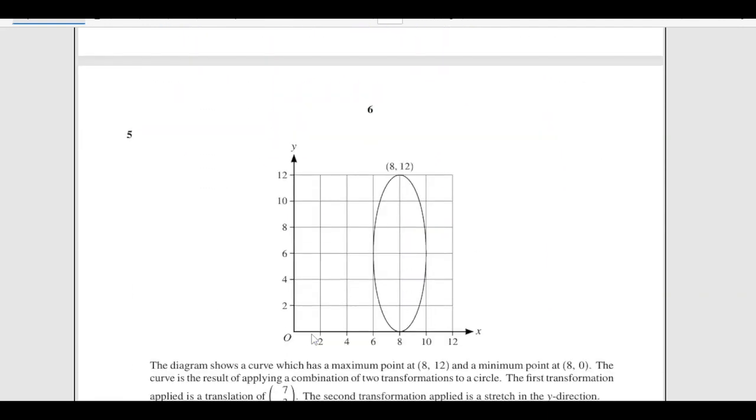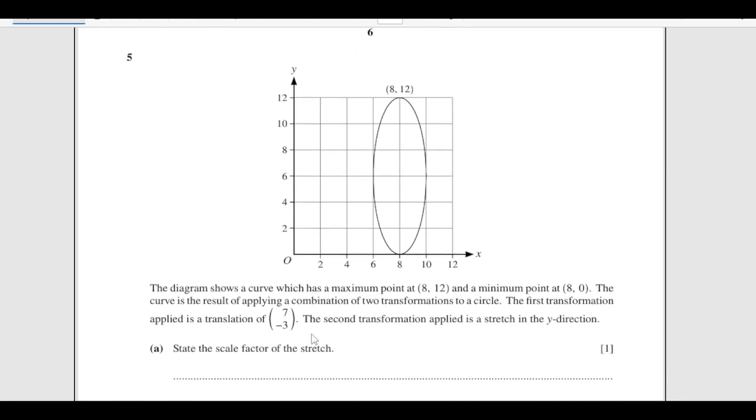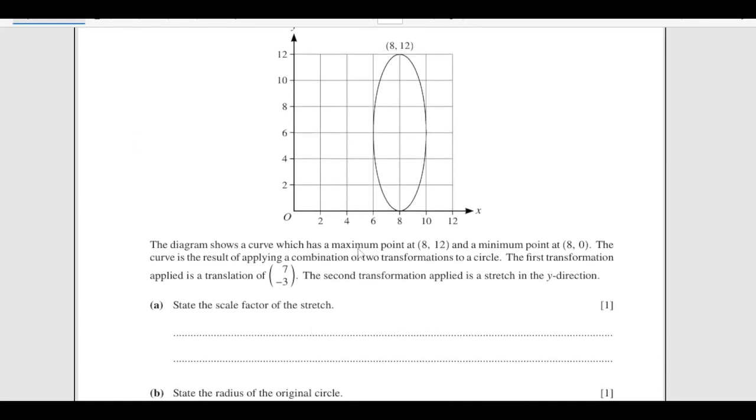Now next, question number 5, we have a question on transformations. The diagram shows a curve with the maximum point at (8, 12), this is the maximum point here, and the minimum point at (8, 0), which is here. The curve is the result of applying a combination of two transformations to a circle. So the original shape was a circle. The first transformation applied is a translation of (7, -3), and the second one is a stretch in the y direction. So if you can see, it has been stretched like this, along the y axis.